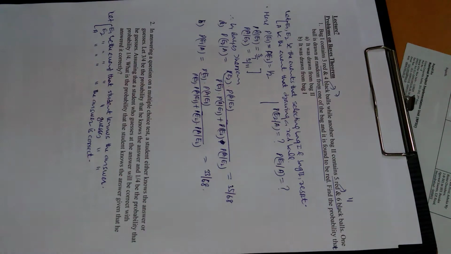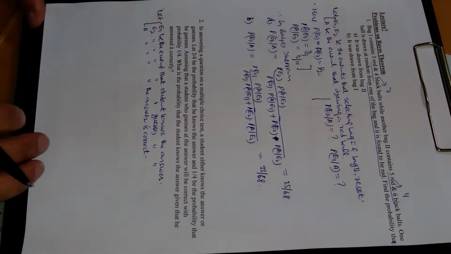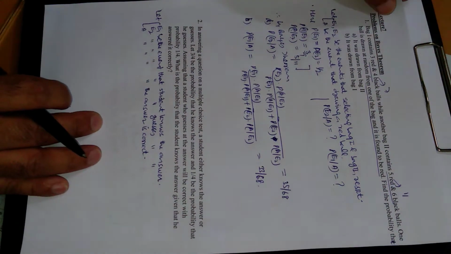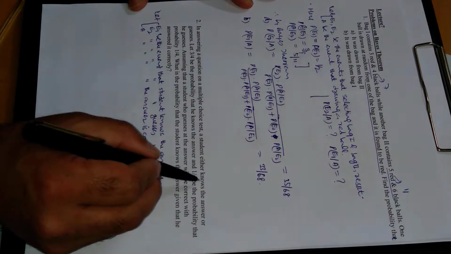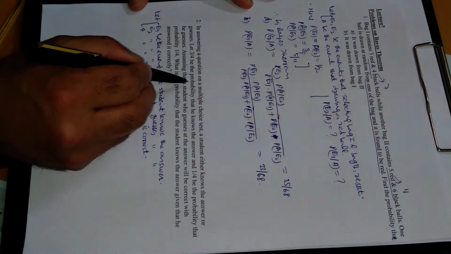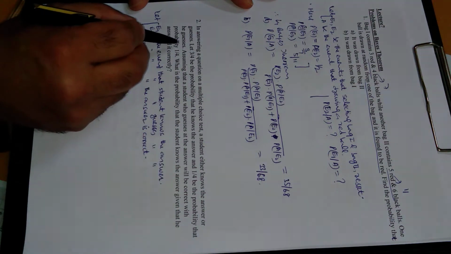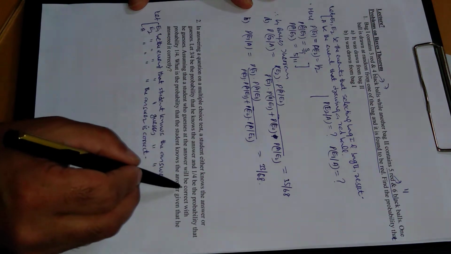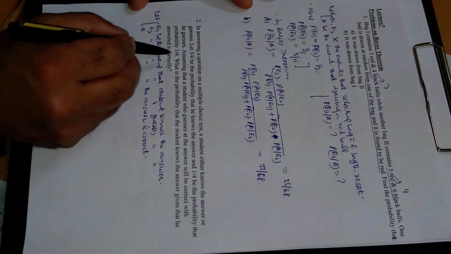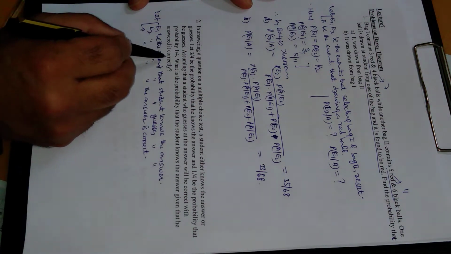Now come to the second question. In answering a question on a multiple choice test, a student either knows the answer or guesses. Let 3 by 4 be the probability that he knows the answer and 1 by 4 the probability that he guesses. Assuming that a student who guesses the answer will be correct with probability 1 by 4, what is the probability that the student knows the answer given that the answer is correct?